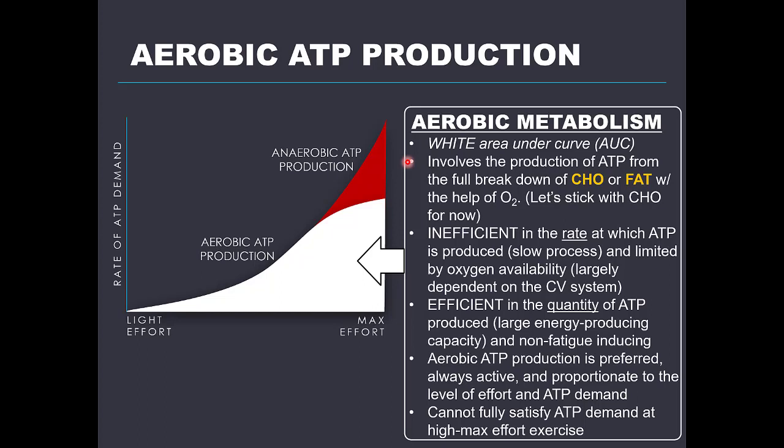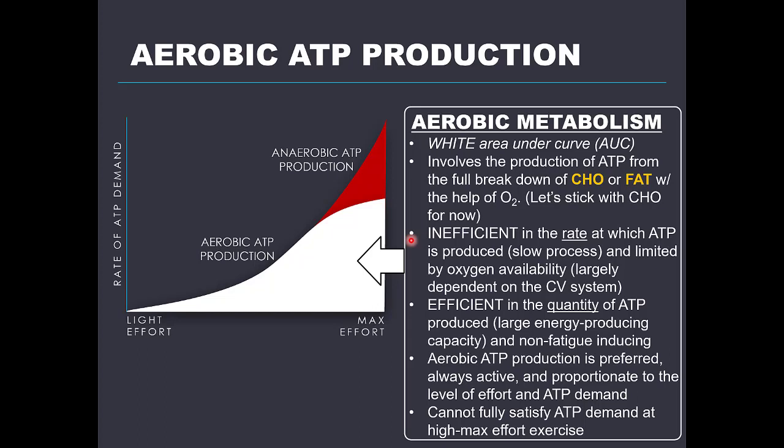Now, the aerobic system is inefficient and efficient at the same time. It is inefficient because the rate at which ATP is produced is comparatively slow, and this is again related to the number of reactions that need to take place. So obviously, aerobic metabolism, whether the fuel is carbohydrate or fat, there are many steps involved. Now, the main reason why the aerobic system is inefficient, however, is because it is entirely dependent on oxygen availability.